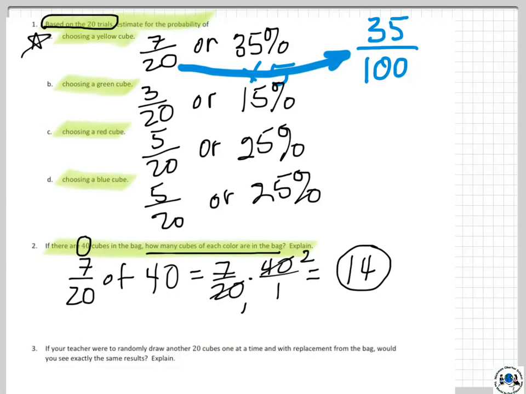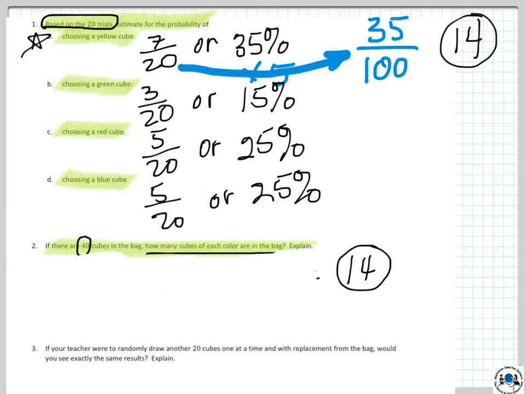Hopefully that didn't confuse any of you, because we've done this quite a bit before, and hopefully this is something you're feeling very proficient with. So, based on our 20 trials, if there were 40 cubes in that bag, we would estimate that there were 14 yellow. Let's take a look at another color. Actually, we only need to do this 2 more times because we only have 2 more fractions.